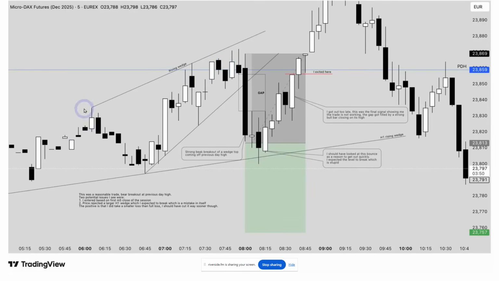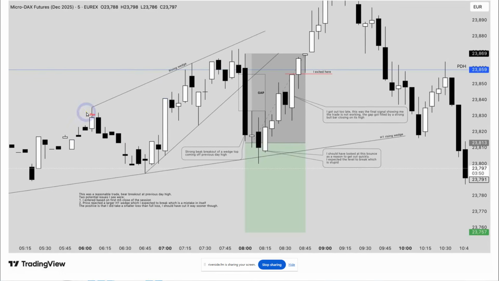Thirdly, look at the market cycle and do some work on it. This is a wedge top. Wedge top means I'm in a bull channel. If we suddenly get a bear breakout, that doesn't mean a bear trend. That means a trading range. So look at the market cycle of your trades.